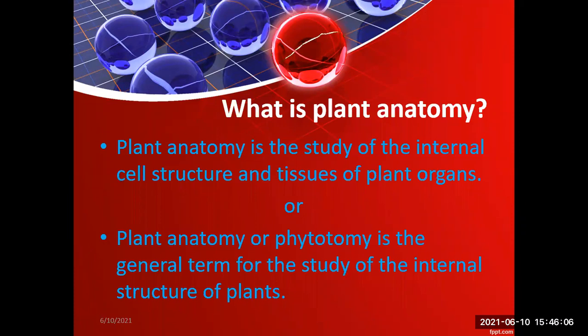First of all, you must know what plant anatomy is. Plant anatomy is the study of the internal structure, internal cell structure and tissues of plant organs. It is also described as plant anatomy or phytotomy, the general term for the study of the internal structure of plants. Overall, it is the subject in which we study the internal organization of different types of cells and tissues of the plants through which all types of plants have been made.